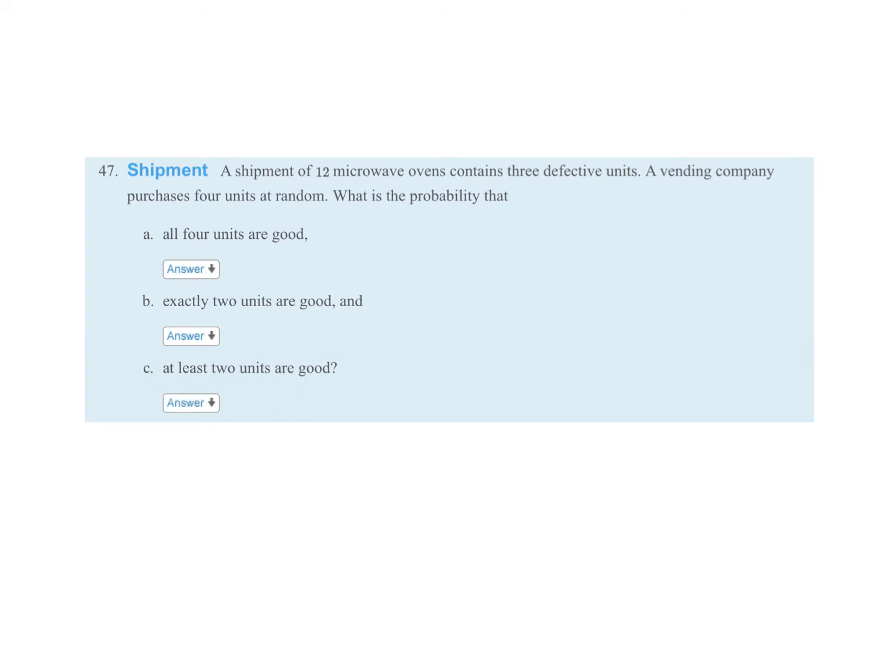So we need to find out how many good units we have out of the 12. So 12 minus 3 gives us 9 good units. And therefore we know we have 3 bad, or 3 defective, units.